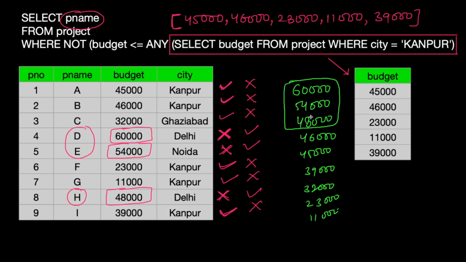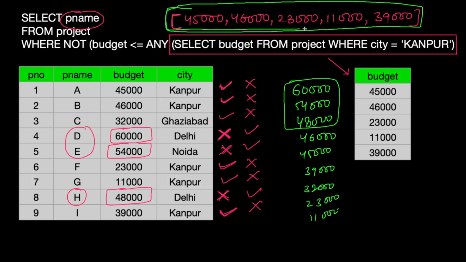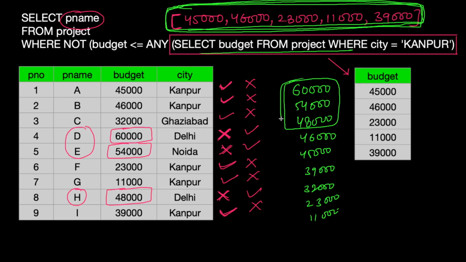60,000, 54, and 48. Now, look at all those budgets which are considered for Kanpur. These were the budgets for Kanpur because we were executing this query: select all those budgets where city is equal to Kanpur. So these are the budgets from the city Kanpur, and these are the budgets that we have selected according to this query.